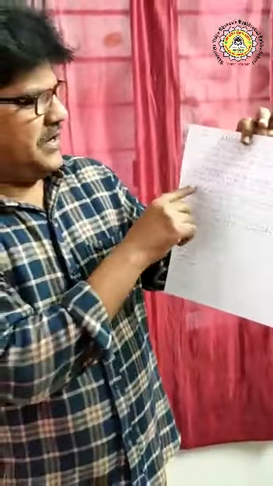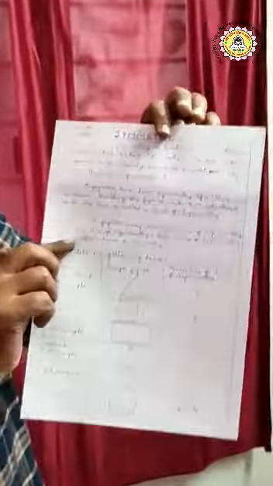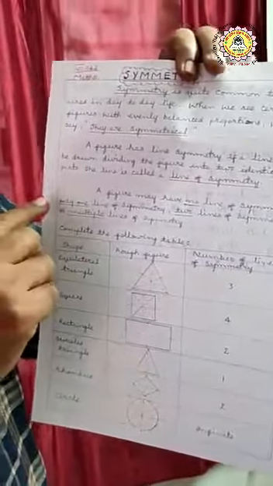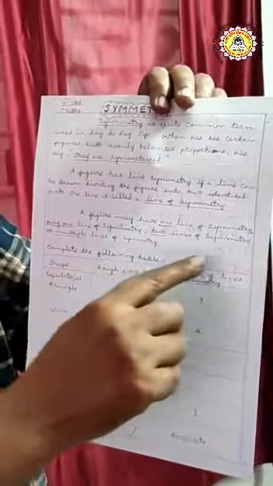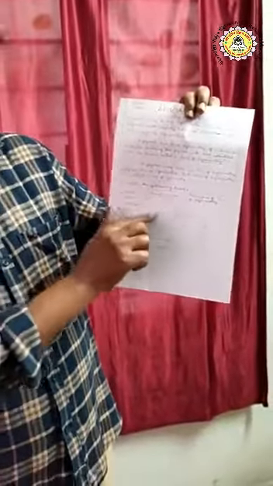So here we can see symmetry is a quite common term used in day-to-day life. When we see certain figures with evenly balanced proportions, we say they are symmetrical. A figure has line symmetry if a line can be drawn dividing the figure into 2 identical parts. The line is called a line of symmetry. A figure may have no line of symmetry, one line of symmetry, 2 lines of symmetry, and multiple lines of symmetry.